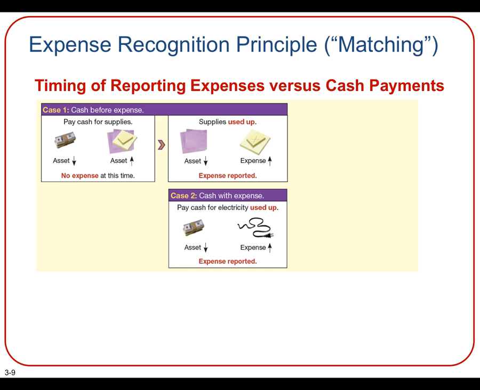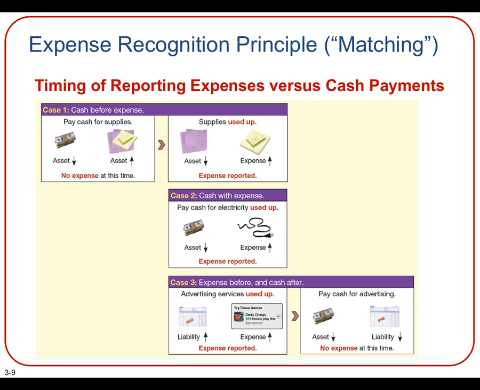And case number two, cash with expense. Cash with expense means you pay cash when your electricity is used up. As you use electricity, you have to pay your cash. So this is a cash with expense. Once you expense it, you also pay the cash right away. Here there's a double effect. Again, your expense increases because you already used the electricity. Your cash decreases because you pay the cash. So now the expense is reported.